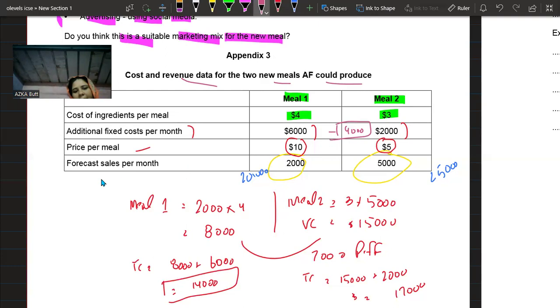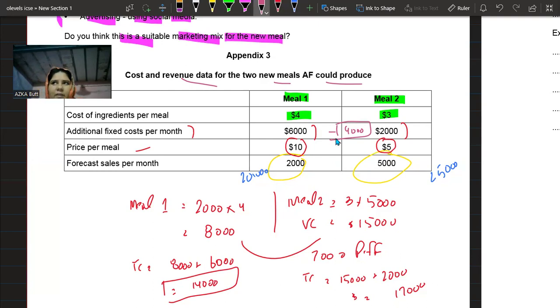Okay, and price per meal. Price per meal for meal one is $10, or for meal two is $5. So maybe at the start, it is a good idea that we should introduce this range for the lower prices, because at the start, it is always good to attract the consumers. So maybe setting a lower price would also be a good option for us if we charge the lower prices.